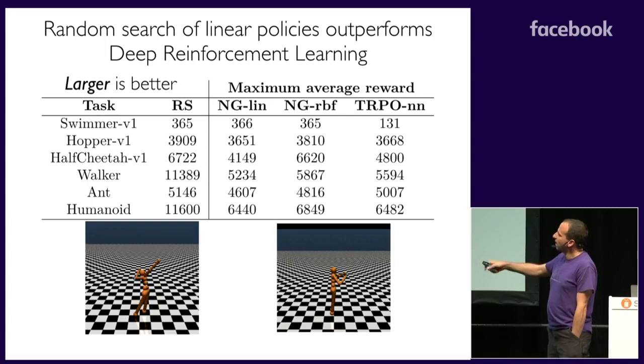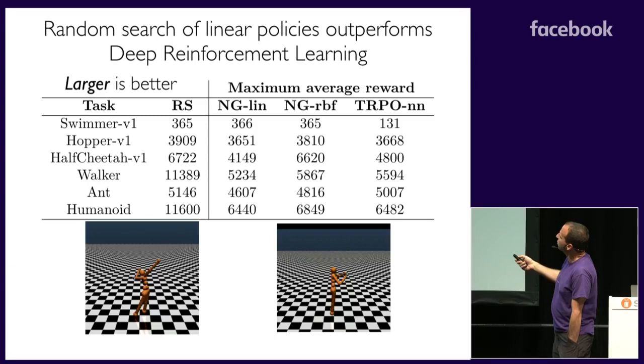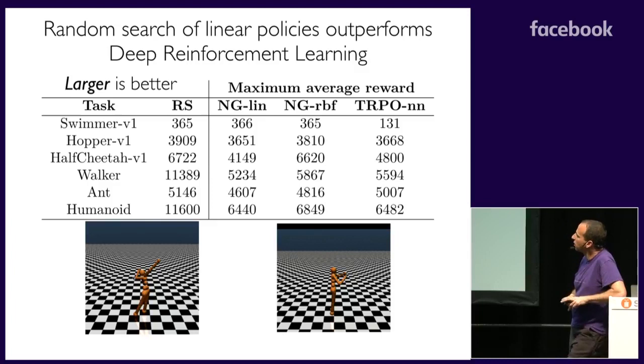So what we found is that actually this random search algorithm and linear controllers actually outperform, on these MuJoCo demos, a variety of other approaches that were taken, including natural policy gradient on linear controllers, natural policy gradient with some weird nonlinear controllers, TRPO, and essentially everything we were looking at. The linear controllers themselves actually were able to get to these solutions much faster just using random search. And so in this case, you want a larger number, and we were able to get larger rewards.